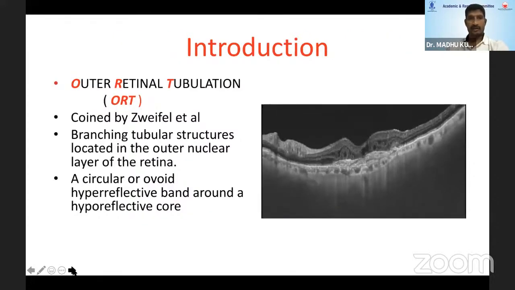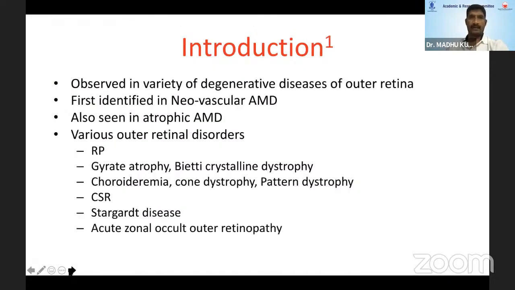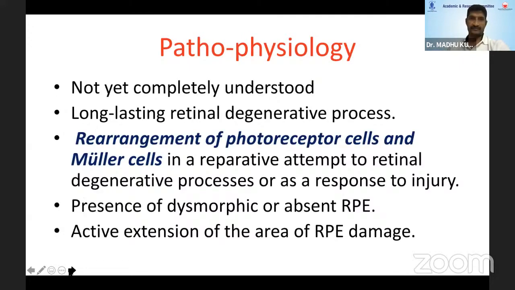Coming to the ORT, the term was coined by Zweifel et al. They are branching tubular structures located in the outer nuclear layer of the retina, circular or ovoid in shape, with a hyperreflective band typically around a hyperreflective core. It's observed in a variety of degenerative diseases of the outer retina. First it was identified in neovascular AMD. It is also seen in atrophic AMD, and it's not restricted to AMDs. It's also seen in degenerative retinal disorders like RP, gyrate atrophy, choroideremia, CSR, Stargardt's, and certain other diseases.